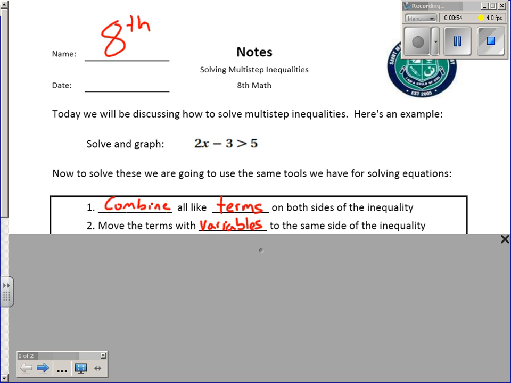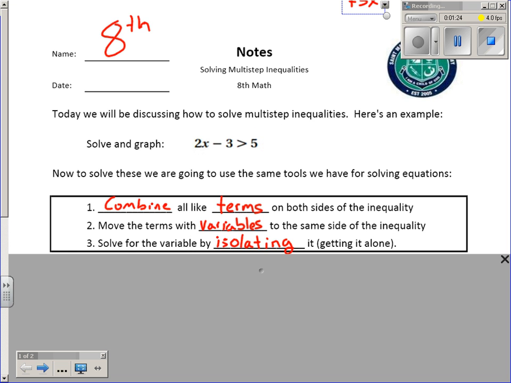The second step would be to move the terms that have variables to the same side of the inequality. So in our example up here, there's only one term with a variable, 2x. On the other side, there isn't one, so we don't have to do step 2. Say there was a plus 3x on this side, we would have to move it, or the 2x, either one, we just pick one of them, and we move it to the other side to get all those together. But that isn't there, so we don't have to worry about that.